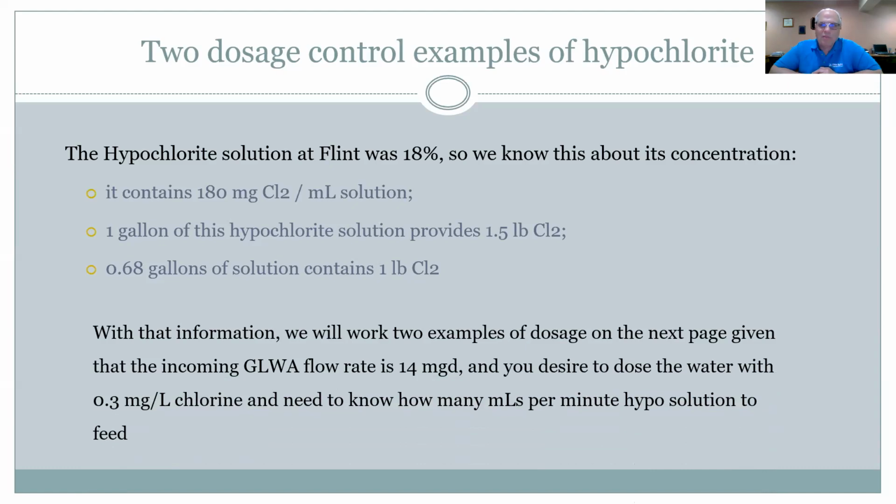We're going to work 2 examples of dosage on the next page, given that the incoming Great Lakes Water Authority flow was at 14 mgd, and we were wanting to dose the water with an additional 0.3 milligrams per liter of chlorine. How many milliliters per minute of hypo solution would I feed? Now, if you want to work this out for yourself and give it a try, go ahead and stop the video now and work it out with pencil and paper and your calculator, and then come back to the video and I'll show you the answers. And I'm going to do it 2 different ways.